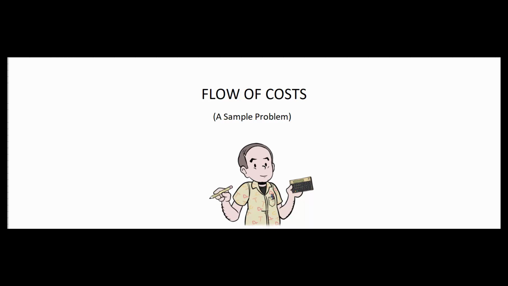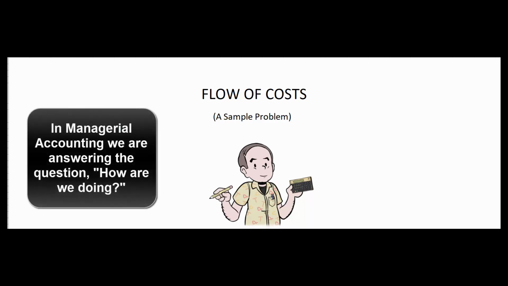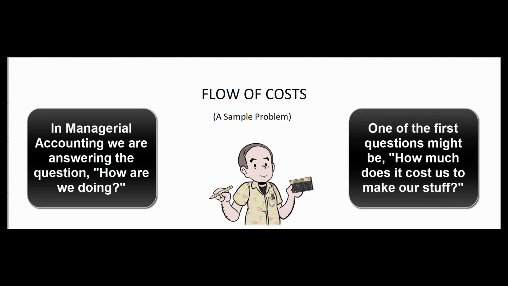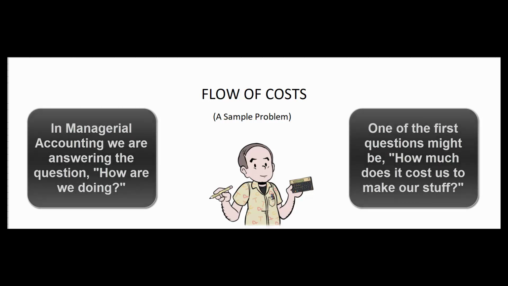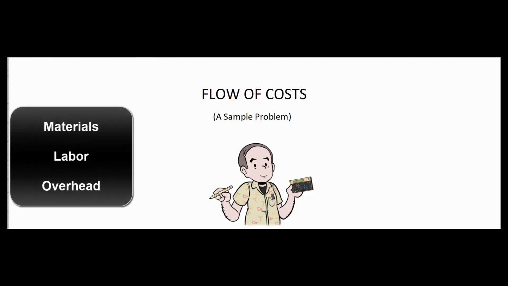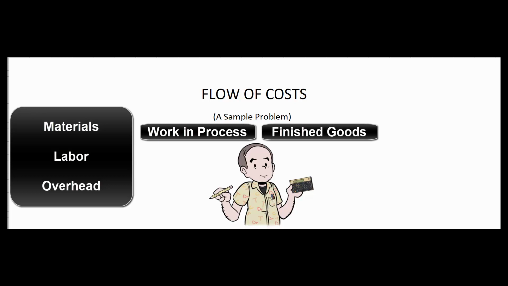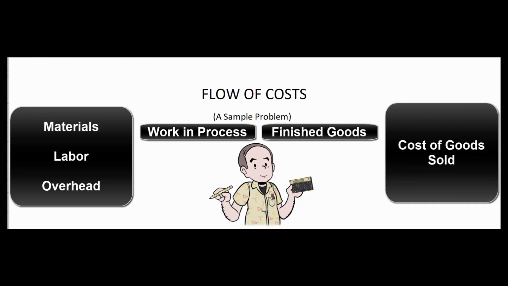Accounting, we're answering the question, how are we doing? So in real time, we're helping management run the business. And one of the first questions that's often asked in a managerial accounting class is, how much did it cost to make our stuff? So for a manufacturer, we're going to keep track of the flow of costs as they go from materials, labor, and overhead into work in process, where we work on them, then we finish them, and then we sell them. And hopefully we sell them for more than what it costs us to make them.